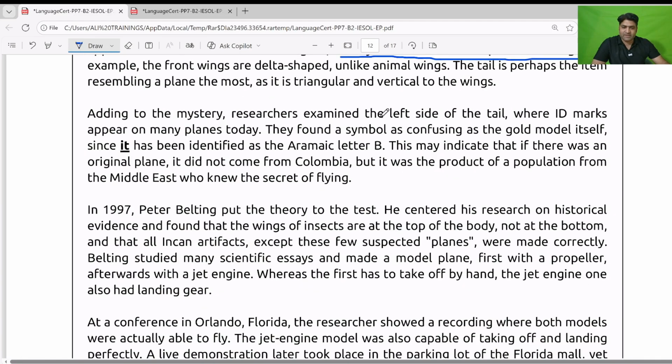Adding to the mystery, researchers examined the left side of the tail where ID marks appear on many planes today. They found a symbol, yes, as confusing as the gold model itself, since it has been identified as the Aramaic letter B. This may indicate that if there was an original plane, it did not come from Colombia, but it was the product of a population from the Middle East who knew the secret of flying.